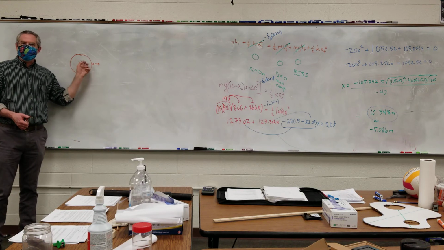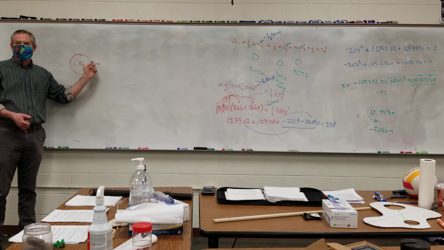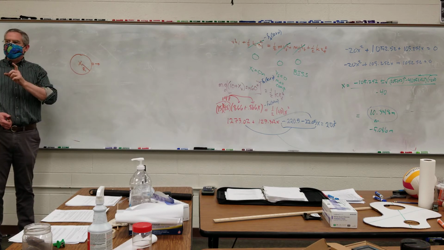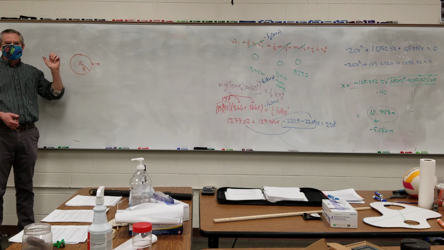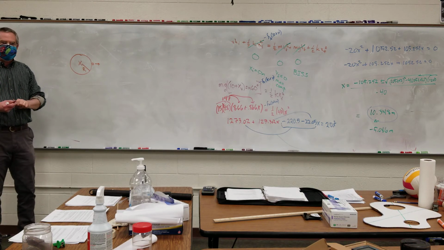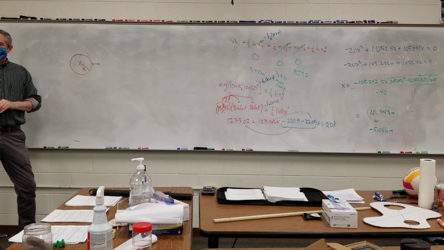So if I launch this thing at, say, 10 meters per second, it's going to go out and come back. If at 20 meters per second, it goes out farther, then comes back. So what I want to know is at what speed do I launch this so that it never comes back? That's the problem that we're going to start with. And it's a conservation of energy problem.